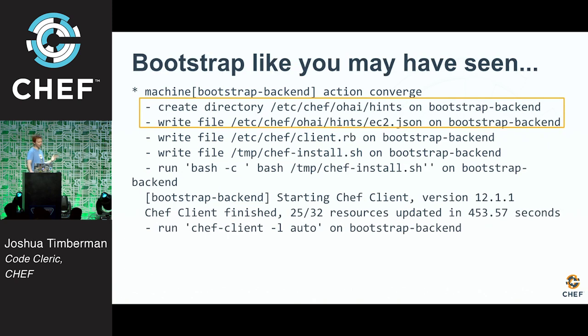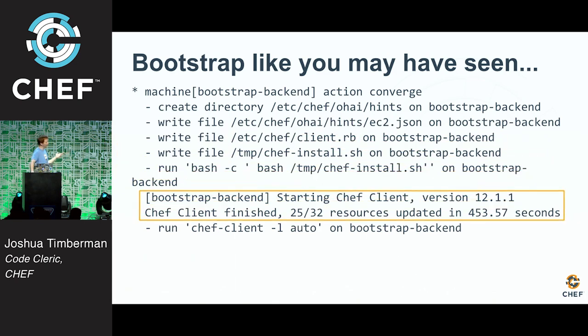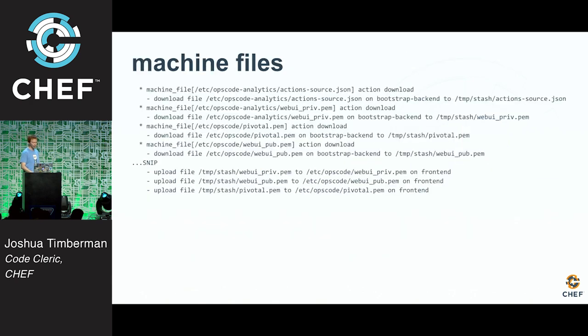And then it does the bootstrap like you may have seen, where it creates the hints. It writes out the Chef server configuration in the client.rb file. It installs Chef, and then it runs Chef. And it takes time to download packages off of S3 and run the reconfigure step. And then when the bootstrap backend is done, then my machine files pick up the files off of that, and then when it provisions the front-end node, it does all those other things, and then copies those files to the front-end node.